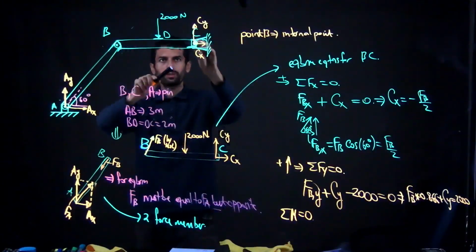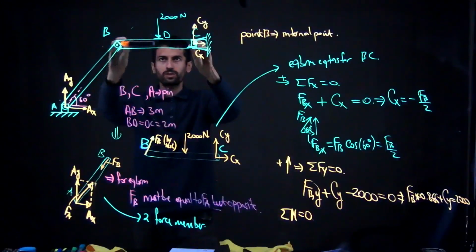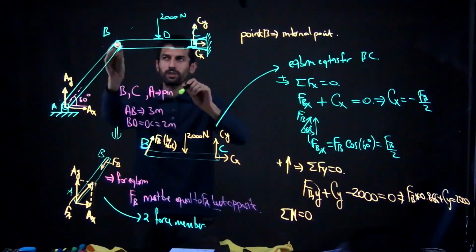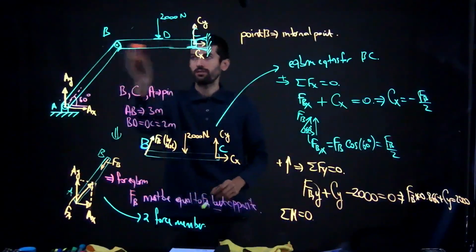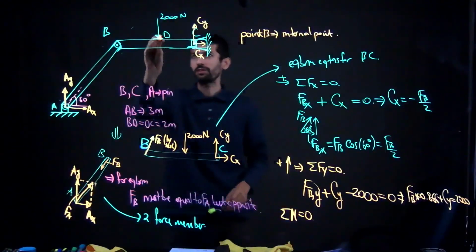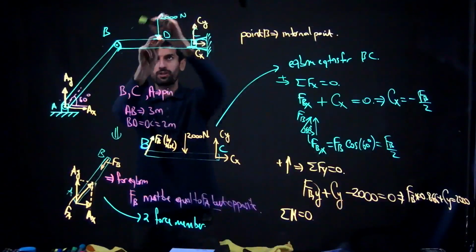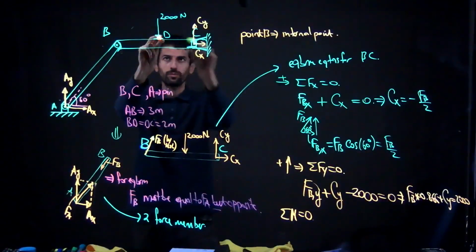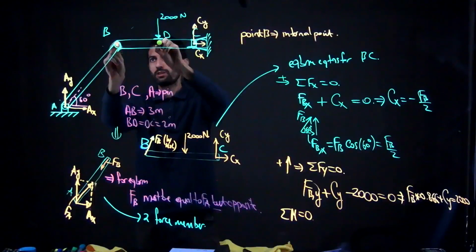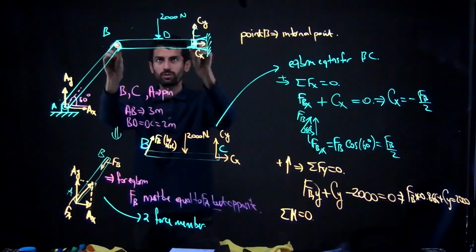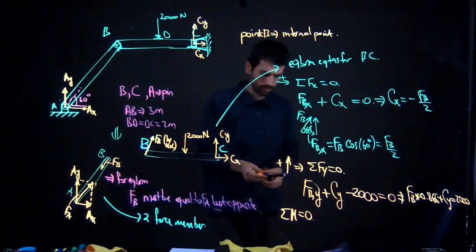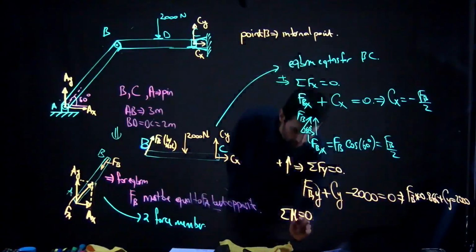Or you can take this one. Again, Bx will not create any moment, but By will create moment. Again, the problem will be similarly solved. So taking B or C is the same. It doesn't matter. But if you take point D, you will have Cy as unknown, Cx doesn't create any moment, and then By will be unknown. So this one is not good. So B or C is good, but D is not good. So I will take point B.